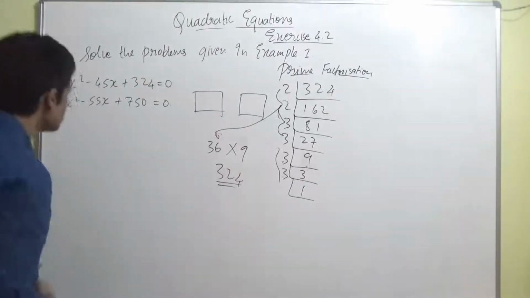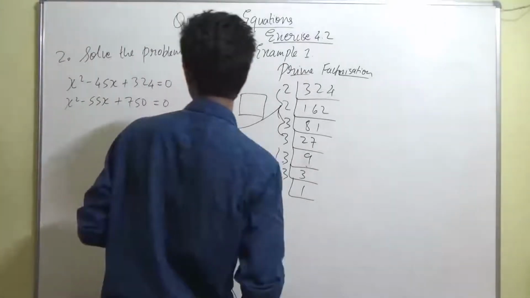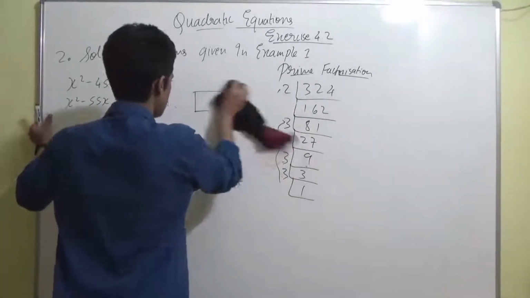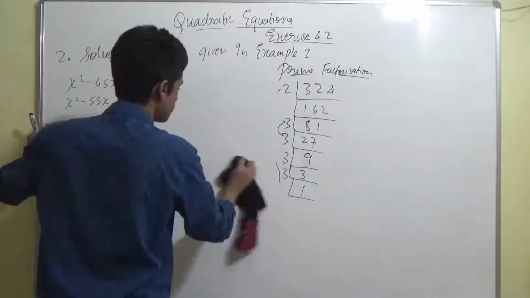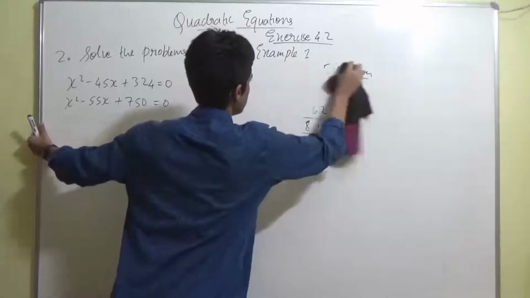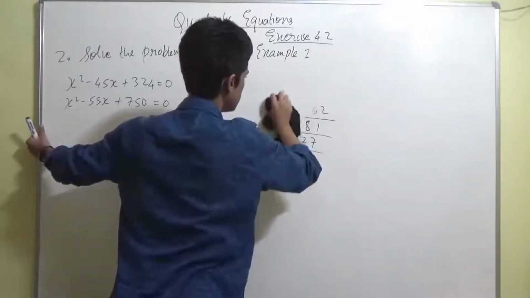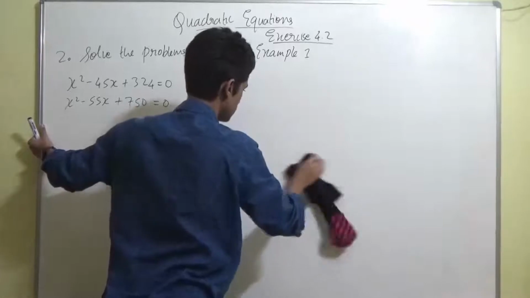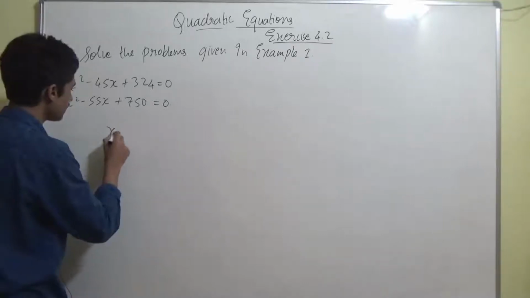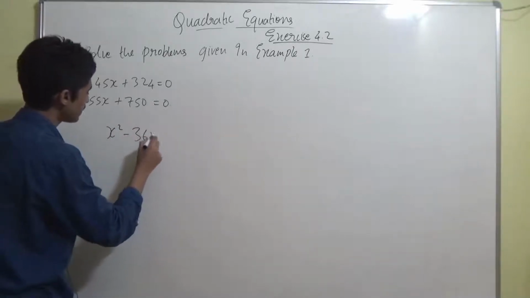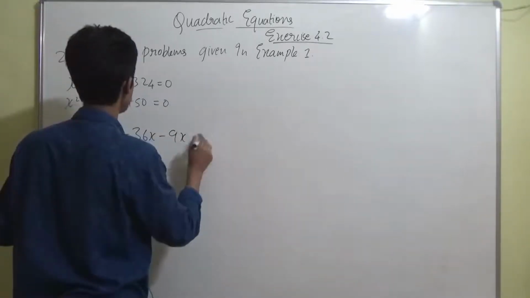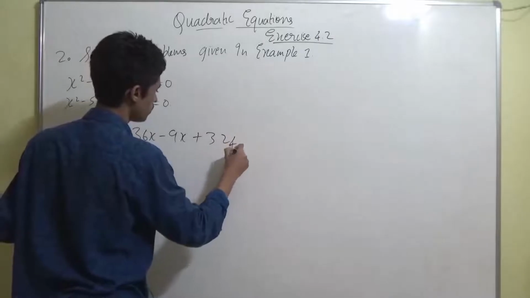So now I'll rub this part, guys. We'll go ahead with the question. Now we got to know what the splitted middle terms are which we require. Okay, now after splitting we are going to write it like x square minus 36x minus 9x, because 36 and 9 we got from the prime factorization, plus 324 equal to 0.